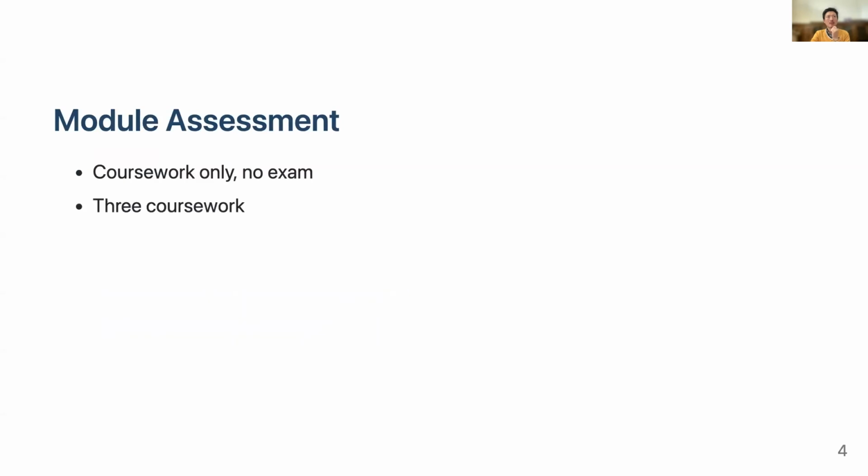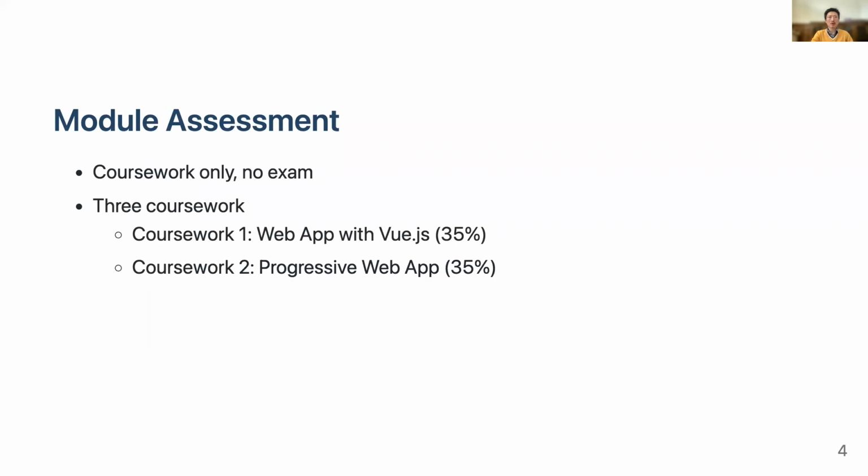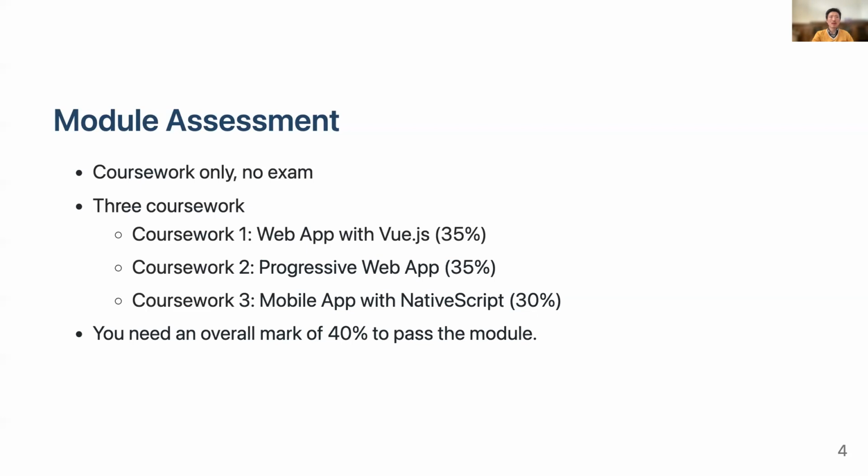Okay, we already mentioned that this module is coursework only. We don't have exams. We have 3 courseworks. The first one, 35%, is on Vue, and the second one, 35%, is on the back end. This is still the old slide, I haven't updated it. The third one will be on the progressive web app, and we are not covering NativeScript this year. Overall, you need a 40% mark to pass the module.